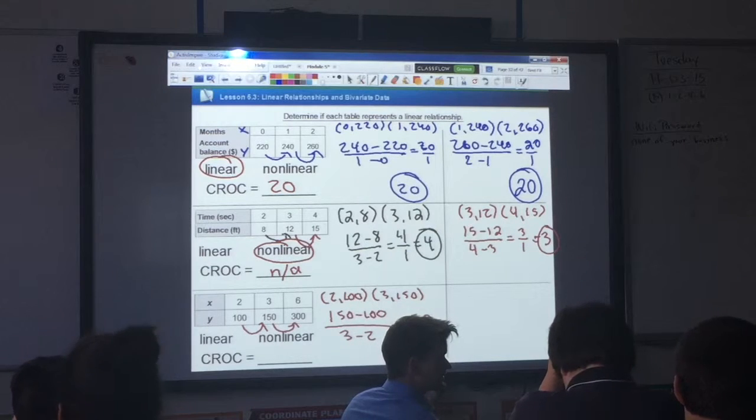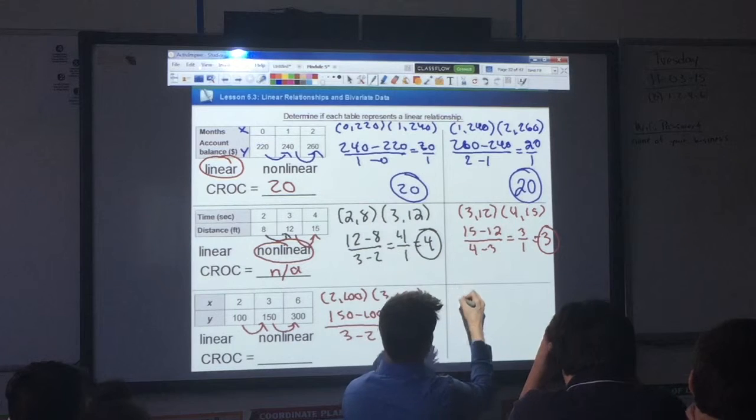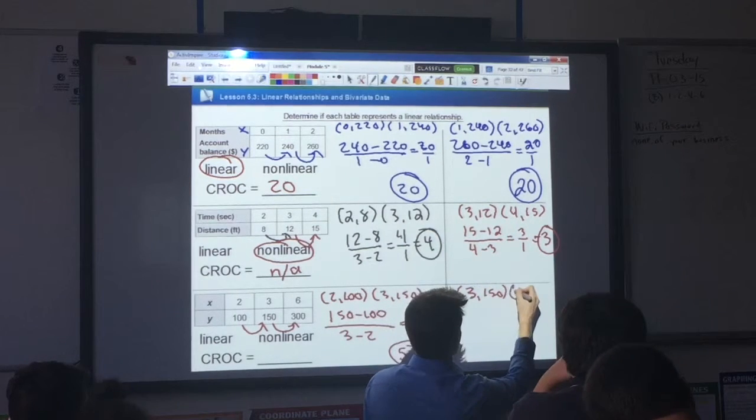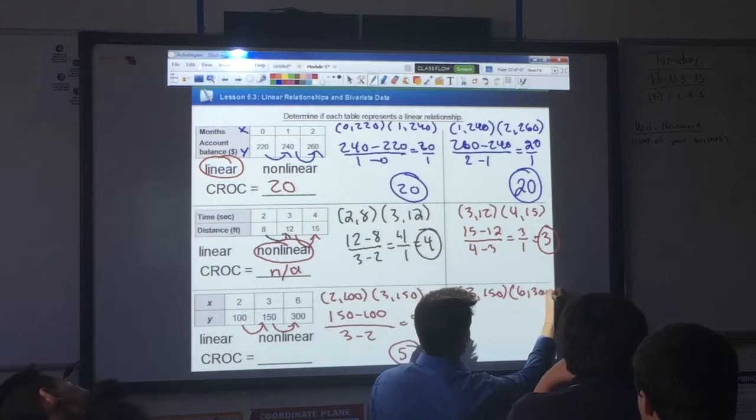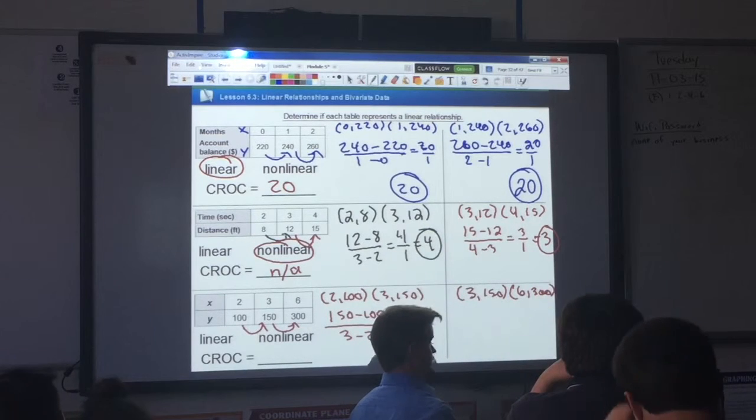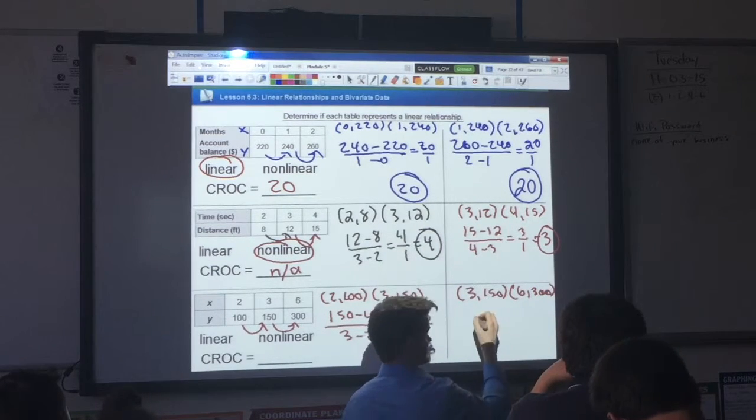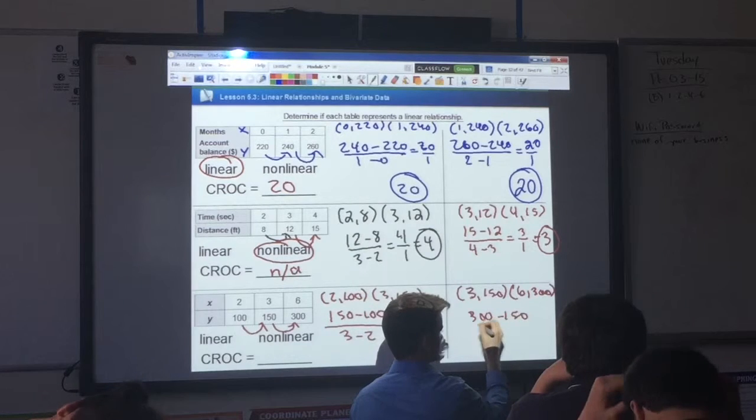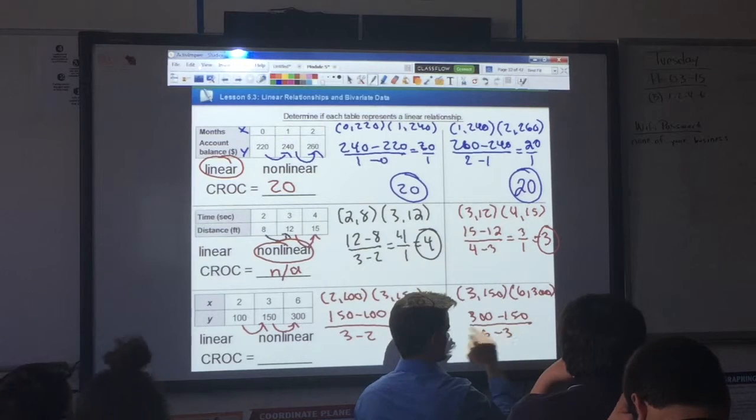What are my coordinates? Okay, 3 comma 150 and 6 comma 300. Okay. And what am I writing? 300 minus 150 over 6 minus 3. What's 300 minus 150?